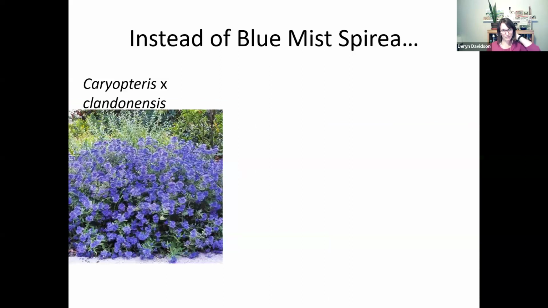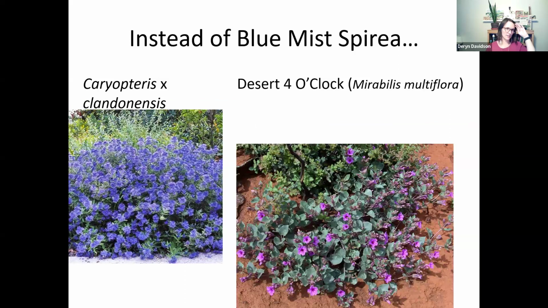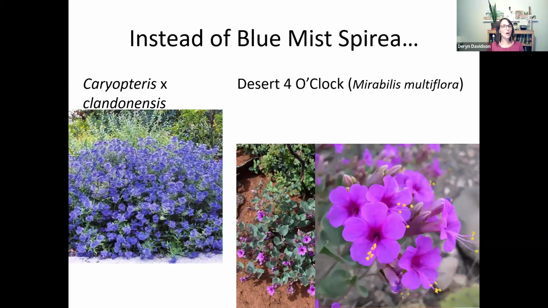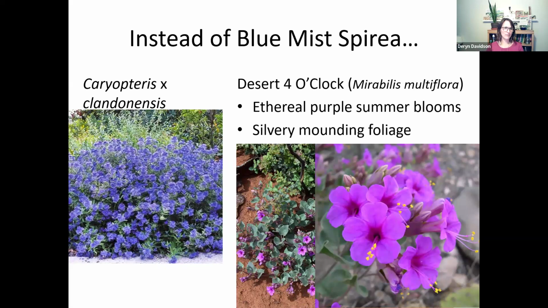Okay, instead of Bloomeris spirea, which can be absolutely covered in pollinators, which is fantastic, but not native, desert four o'clock is a good alternative. If I go back, you can see it has a similar habit and shape. It's not so shrubby, but they have a deep taproot and then grow out from that, and they will be just covered with these petunia-shaped bell flowers all summer long. And then they've got that silvery, mounding foliage.